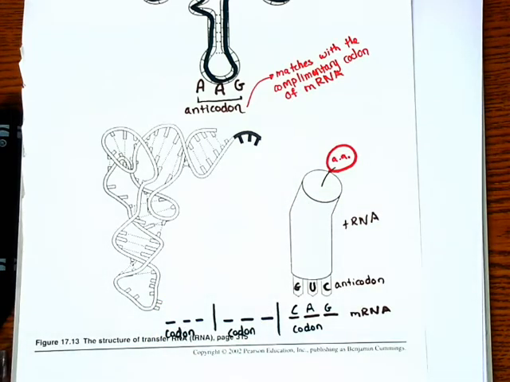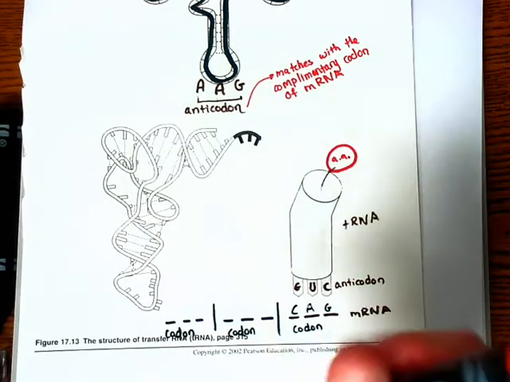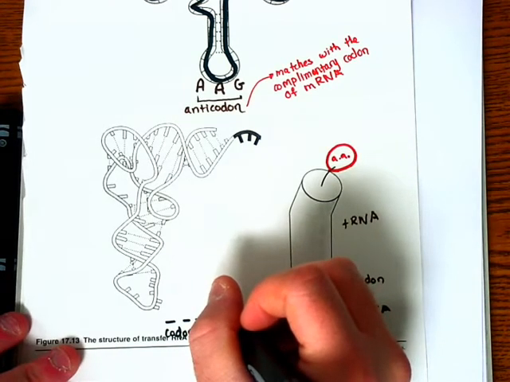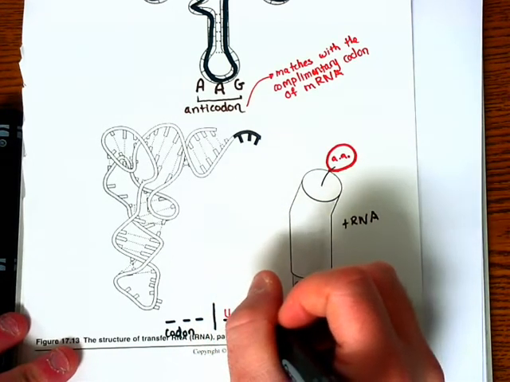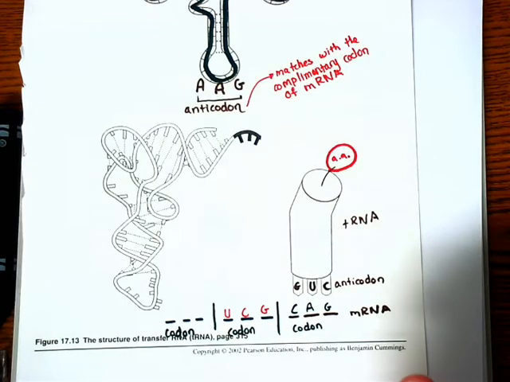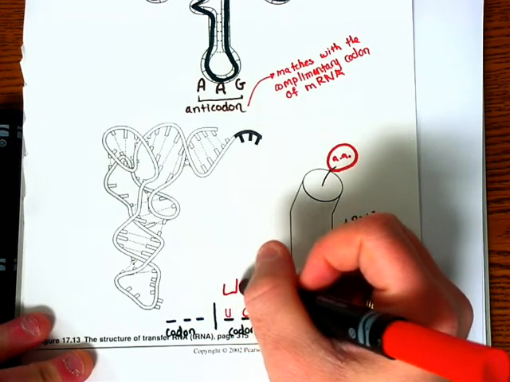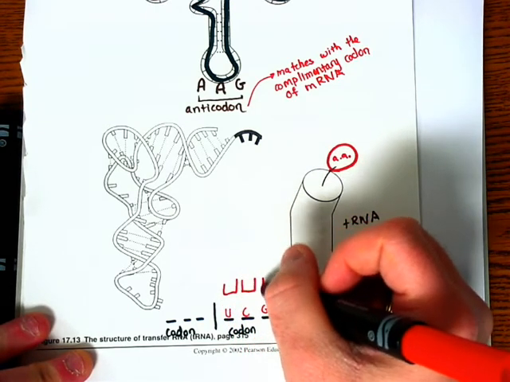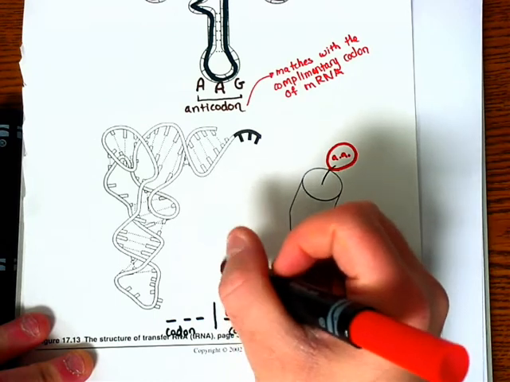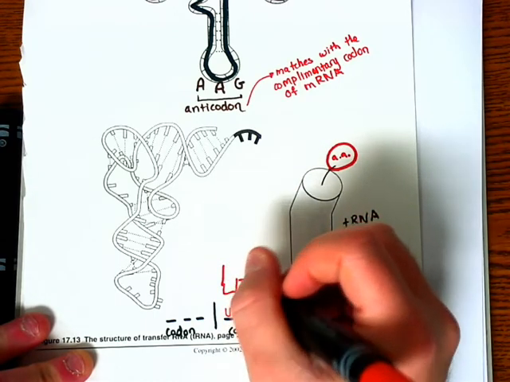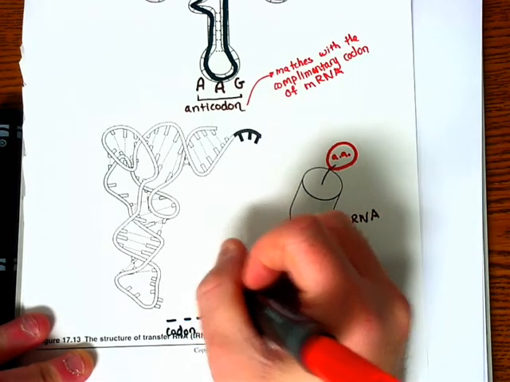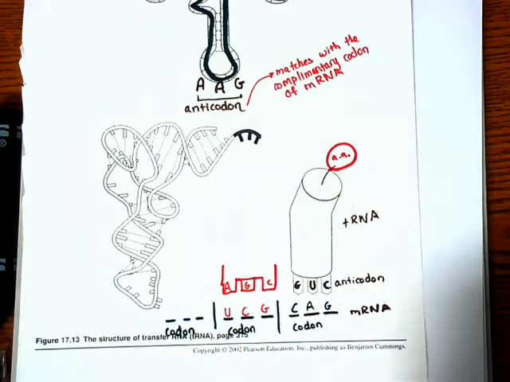Now let's go back and let's say that maybe this codon that's one to the left was UCG. Okay. So what tRNA molecule would bind to it? What would be the anticodon of the tRNA molecule that was to bind to this piece? So A, G, C. Perfect.